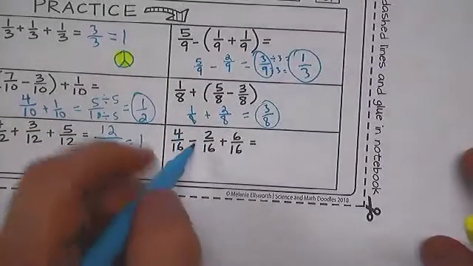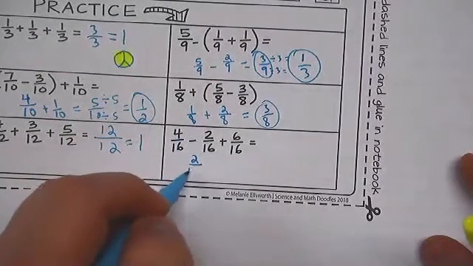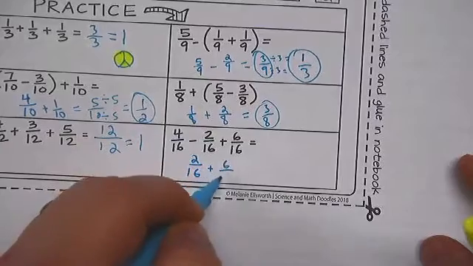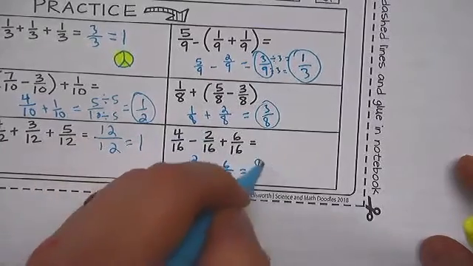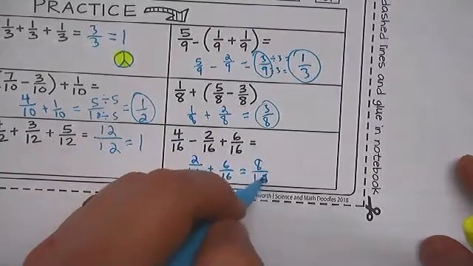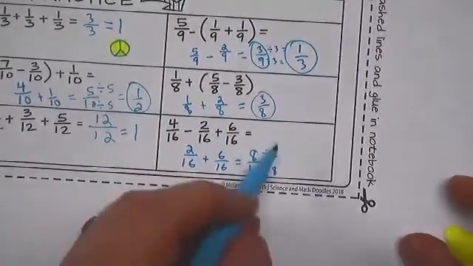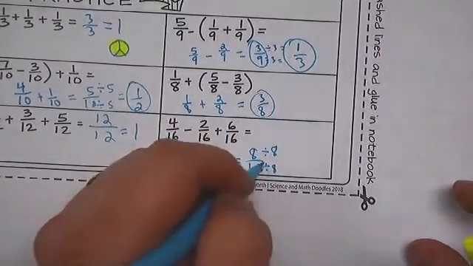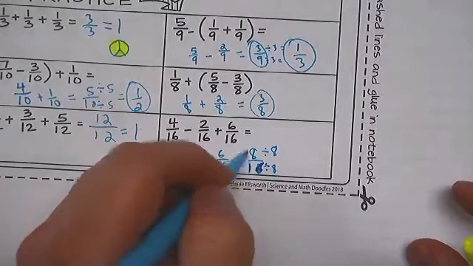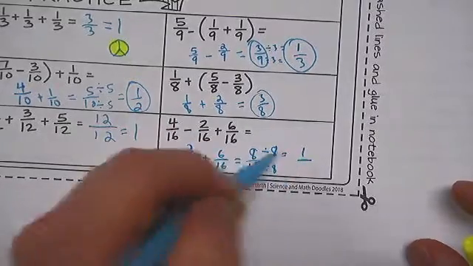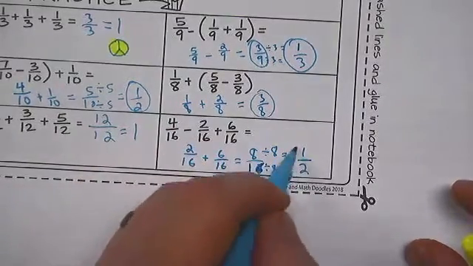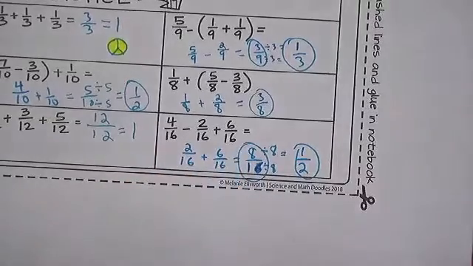4 minus 2 is 2, so that's going to be 2/16. Plus 6/16 is going to get me 8/16. Whoops, 8/16. And I can divide both of them by 8 because these two numbers are both multiples of 8. So 8 divided by 8 is 1. 16 divided by 8 is 2. So 1/2. 8/16 is the same thing as 1/2.